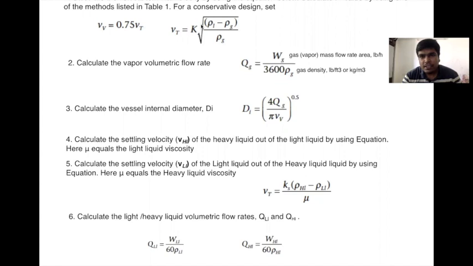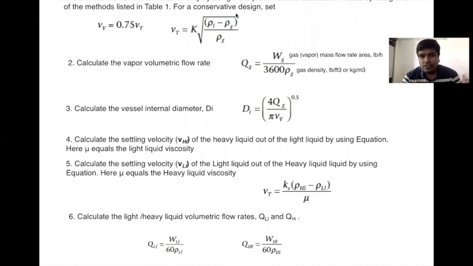Now, if you have the case of a three-phase separator, then this rho L would be the total density of the liquid. That means you have lighter liquid and you have heavier liquid. So rho L will be defined as the total of both the gravities, right?